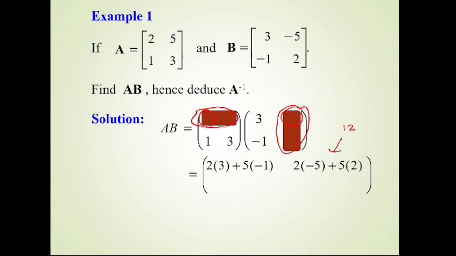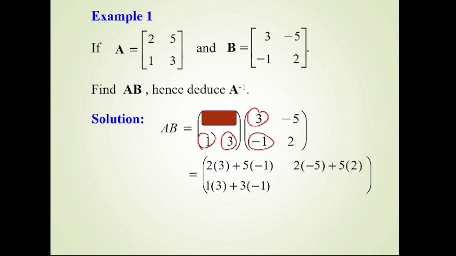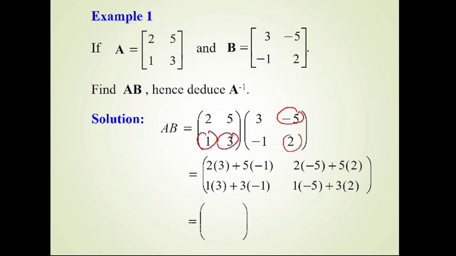Doing the same for the next element, 1 times 3 plus 3 times negative 1, and lastly 1 times negative 5 plus 3 times 2. Solve the values and you find your AB matrix. Notice that this AB matrix is equal to 1 0 0 1. And what is this matrix? It's a very popular matrix which we call as identity matrix. So this is equal to the identity matrix.